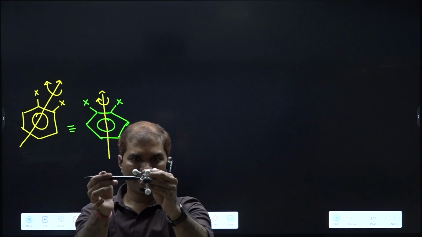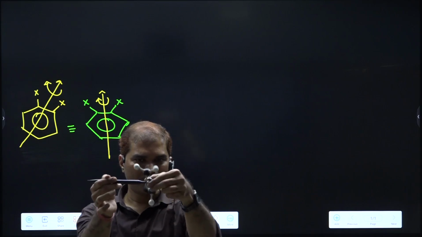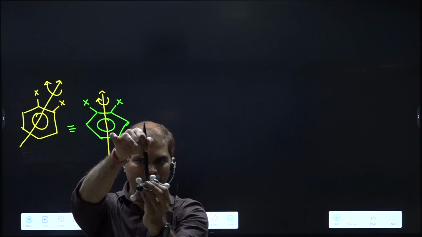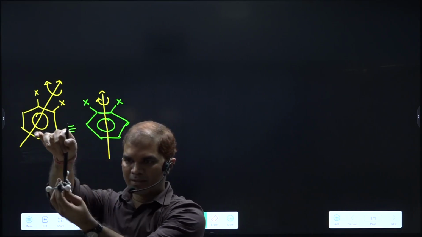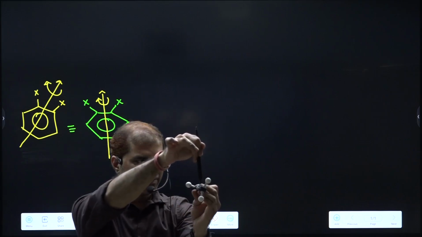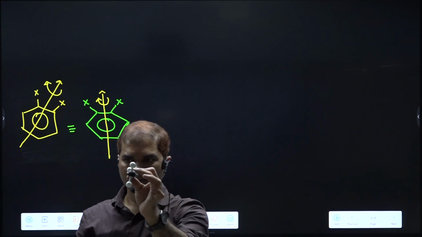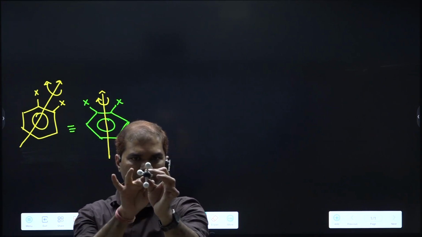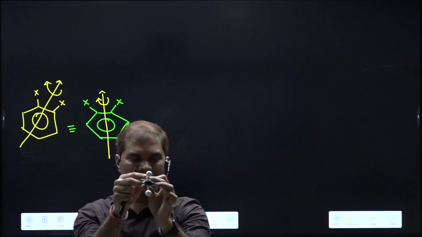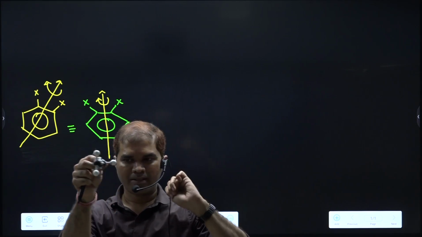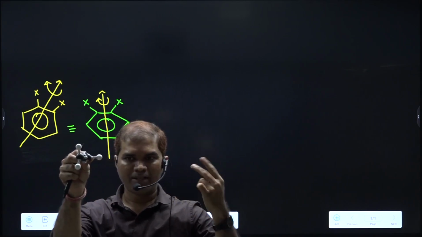Okay. So can I pass this C2? No. Can I pass this C2? No. Is it there? No. So how many C2s are there in the molecule? Where is it passing from? All the 3 carbons. There are 3 C2s. Not 1, there are 3. Where are the other 2?